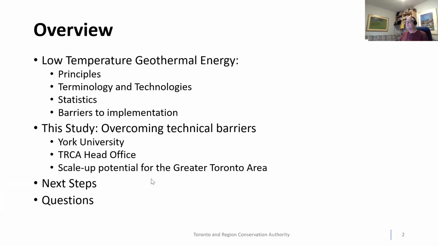And this study in particular, talking about overcoming some of the technical barriers through some work at York University, TRCA's head office, and scale-up potential for the Greater Toronto Area. And lastly, step into some next steps.